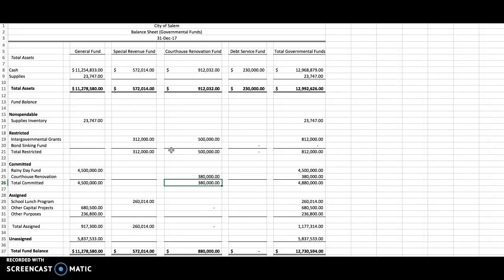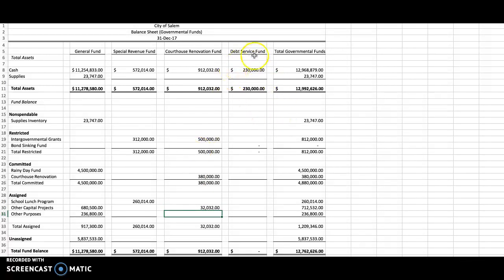Now, if there's a difference here, which there is, you've got $912,000 up here, and you've got $880,000 here. They have to balance, you know how accounting goes. So whatever the difference is, the residual, let's say, would go into other capital projects. And you could put it here as 32,032. Now the fund balances out.